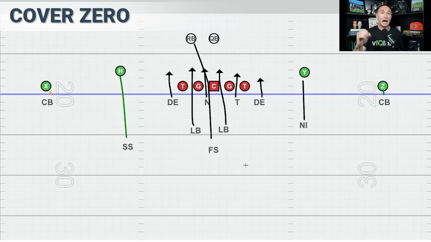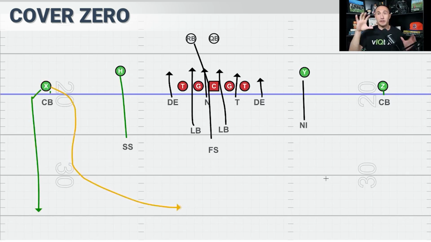Now, it is a very high risk, high reward coverage because high risk, of course, you have no deep help. So if this X receiver on the edge is very good and he beats this corner on a go ball, or he beats him on a slant to the inside, he's caught and gone because there's no one to help him out in the middle of the field here. So again, there's your high risk. The high reward, of course, is you're bringing six players, and if the quarterback can't handle the pressure, he's got to get rid of the ball as fast as possible, and maybe he throws an interception or takes a sack.